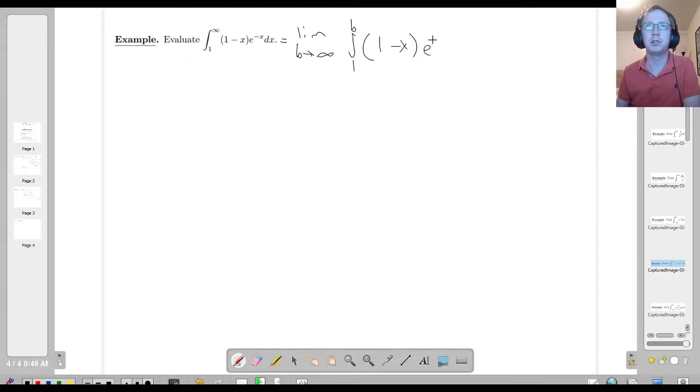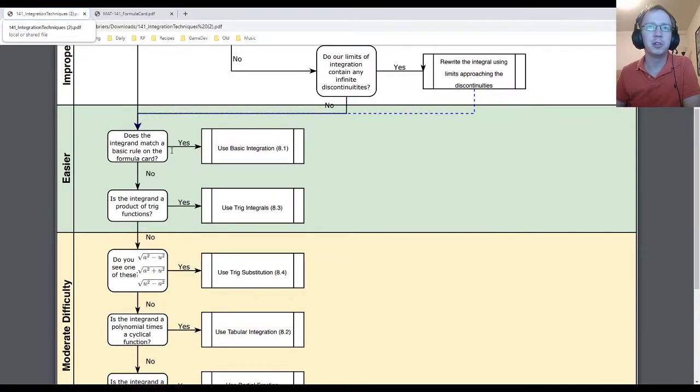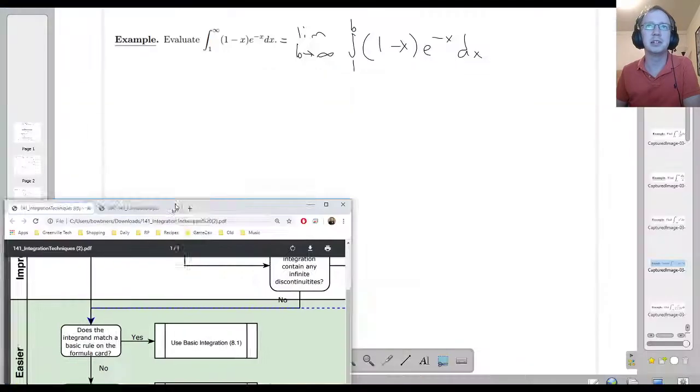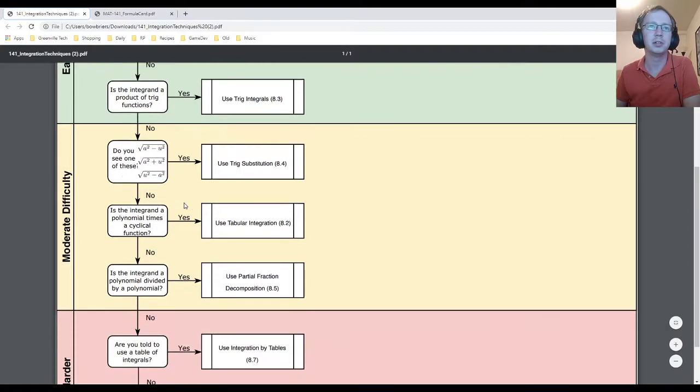Now this is a much harder integral to do. Right? This is not something where I can just look at it and say what the integral is. So I need to think through the techniques I've learned and try to decide which technique is going to be the best fit. So if I'm going to go down my sheet, I could look for a basic rule on the formula card. I don't really see anything that's a great match for that. I could look for a trig integral. No, it's not a product of trig functions. I don't see a square root or an a squared or a u squared.